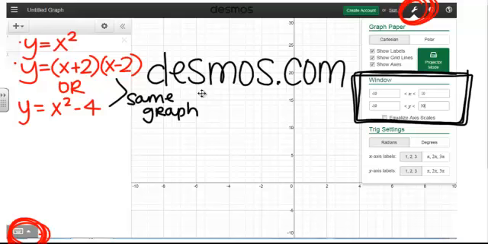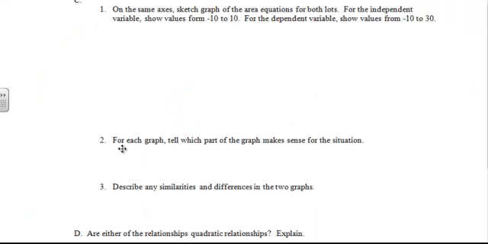So once you have both of them graphed on there, you need to go back and answer these questions in your notes. For each graph, tell which part of the graph makes sense for the situation. Sometimes you're going to have x's in the negative land, and remember that's talking about length and width, which doesn't make sense. And then describe any similarities and any differences in the two graphs. And then answer, are either of these quadratic? And that's what we've been talking about with our parabolas lately.